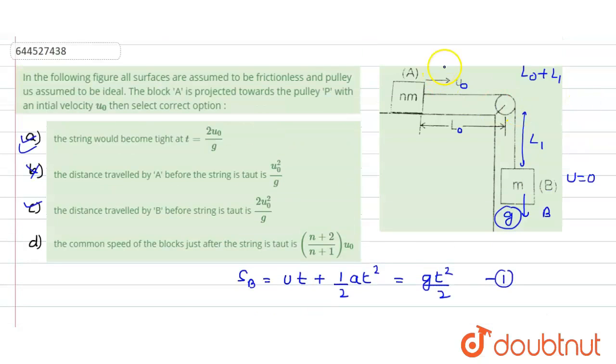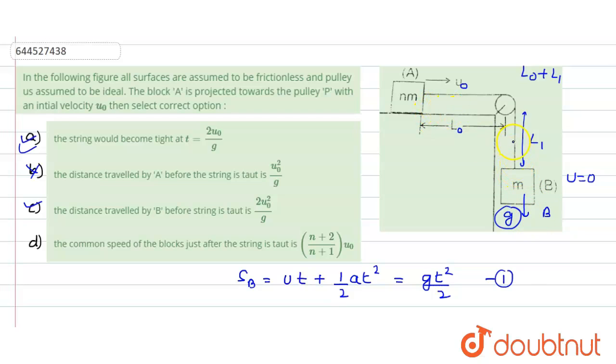Now what will happen? Since it is moving and accelerating, initially its speed would increase. It would be traveling more and more distance due to the increase in the speed.